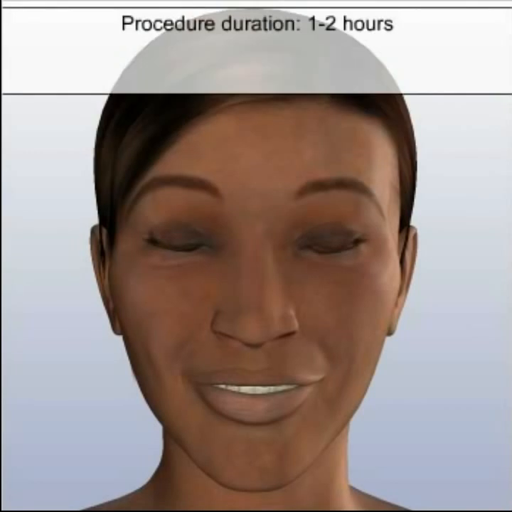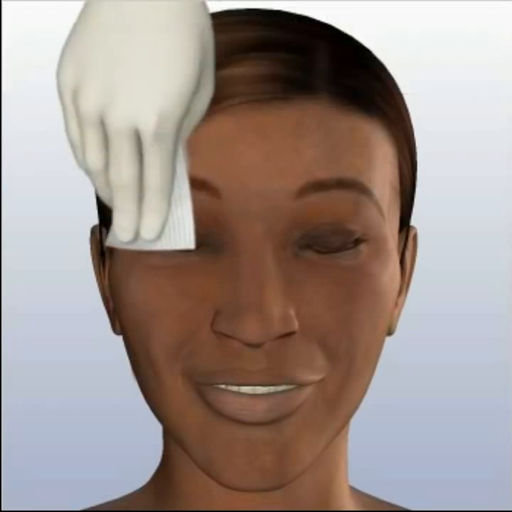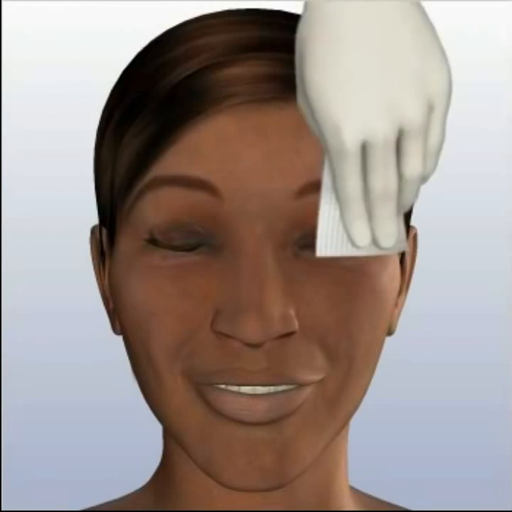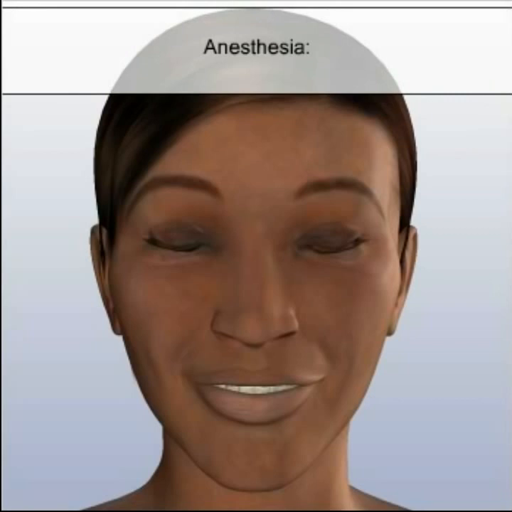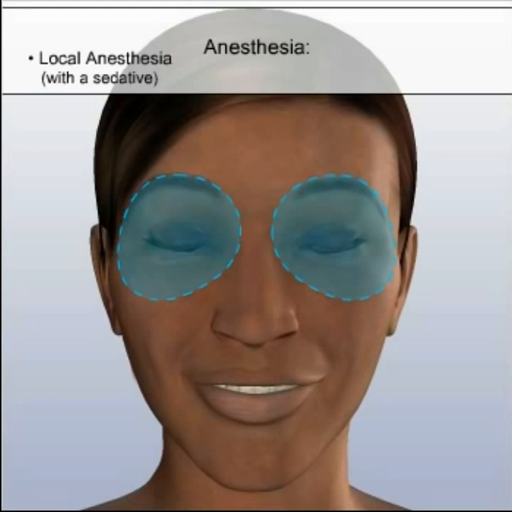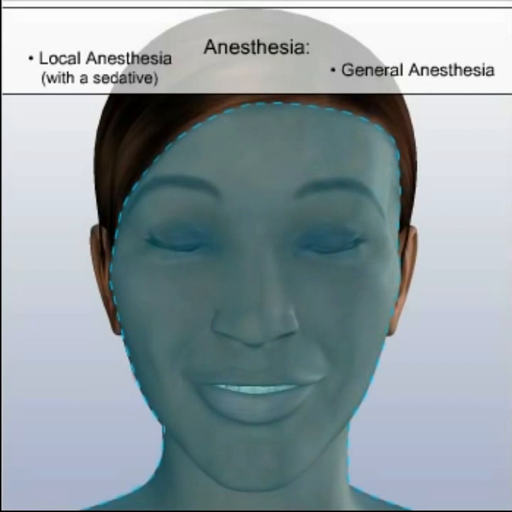An eyelid surgery procedure may last approximately 1 to 2 hours, depending on the extent of treatment. Prior to the start of your procedure, the treatment area will be cleansed and anesthesia will be administered. The procedure will most likely be performed under local anesthesia with sedation, in which the eyelids and surrounding areas are numb and you are in a relaxed state during the procedure. Alternatively, the physician may choose to administer general anesthesia in which you are asleep during the procedure.